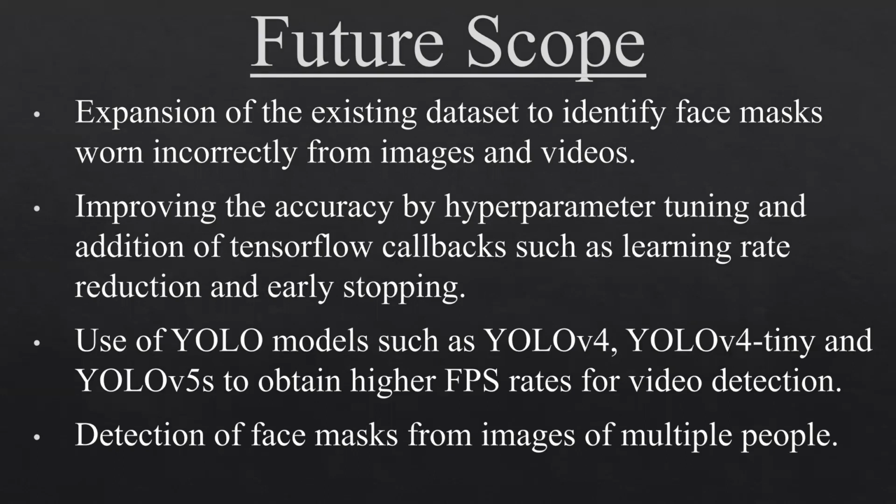So the future scope of the research paper. The future scope as listed was expansion of the existing data set to identify face masks worn incorrectly from images and videos. Another feature is improving the accuracy by hyperparameter tuning and addition of TensorFlow callbacks such as learning rate reduction and early stopping. We can also use YOLO models like YOLO version 4, YOLO version 4 Tiny, and YOLO version 5 to obtain higher frames per second rates for video detection. And we can also use the model to detect face masks from images of multiple people.